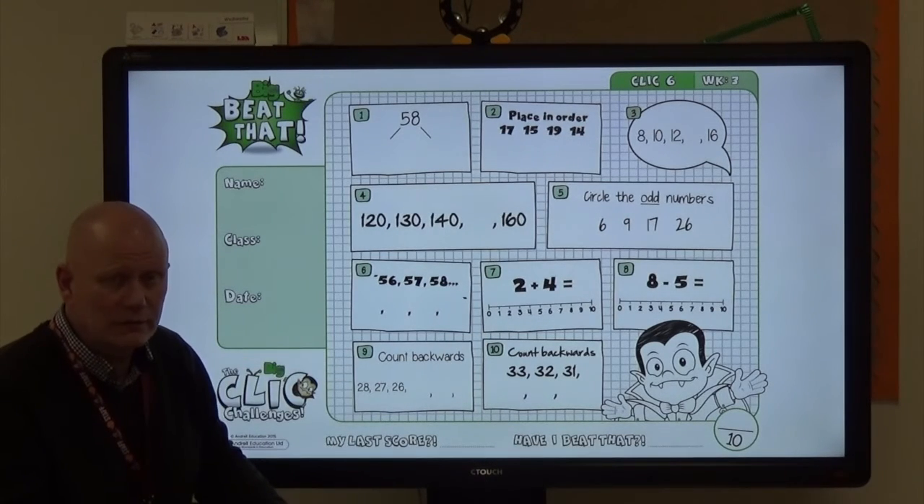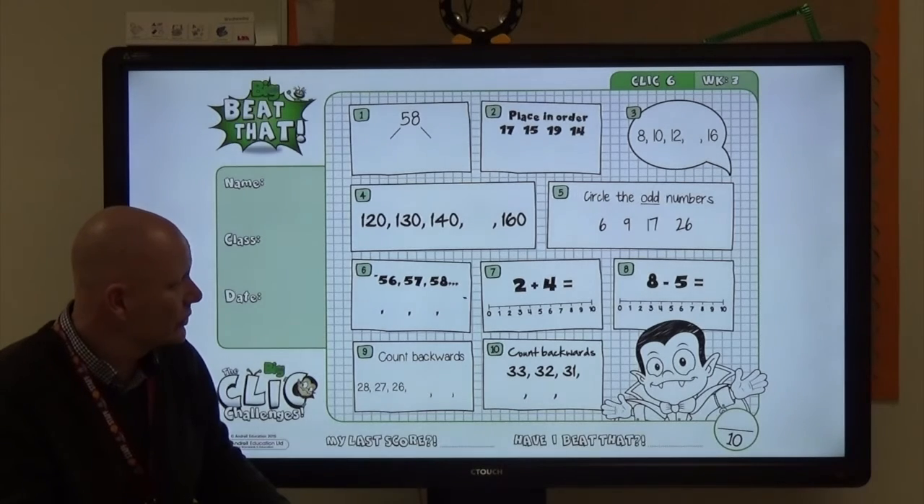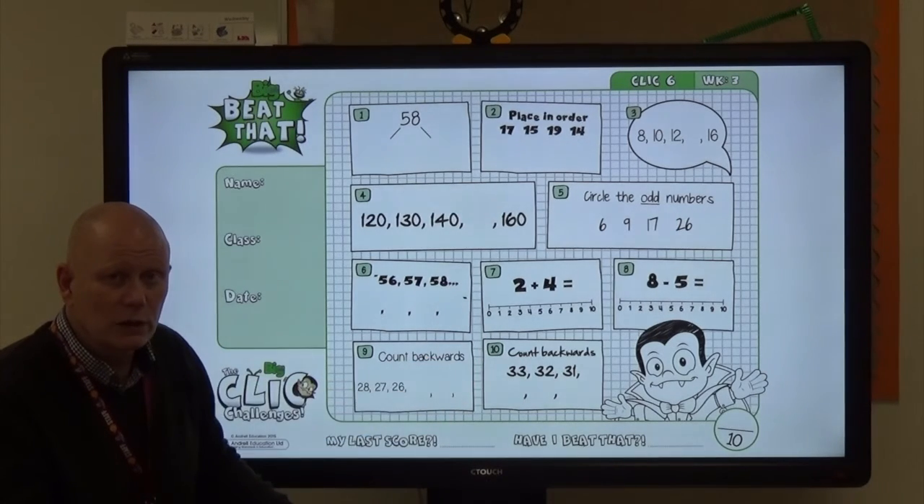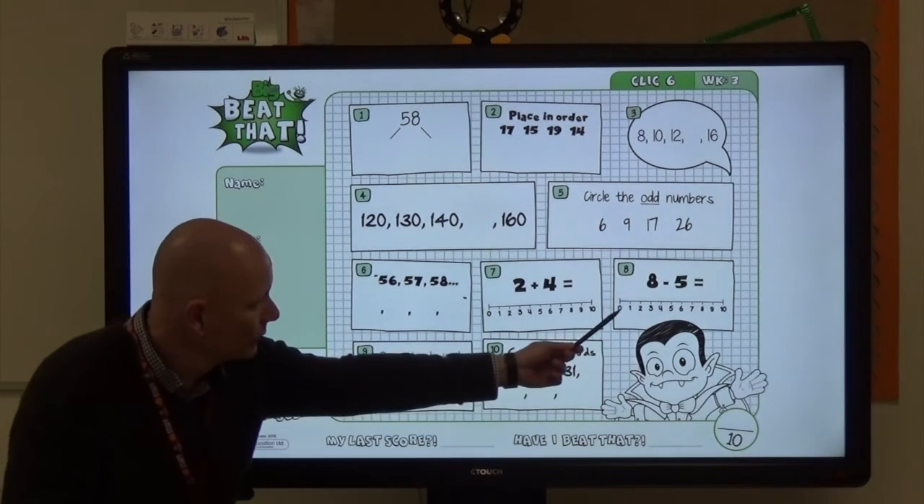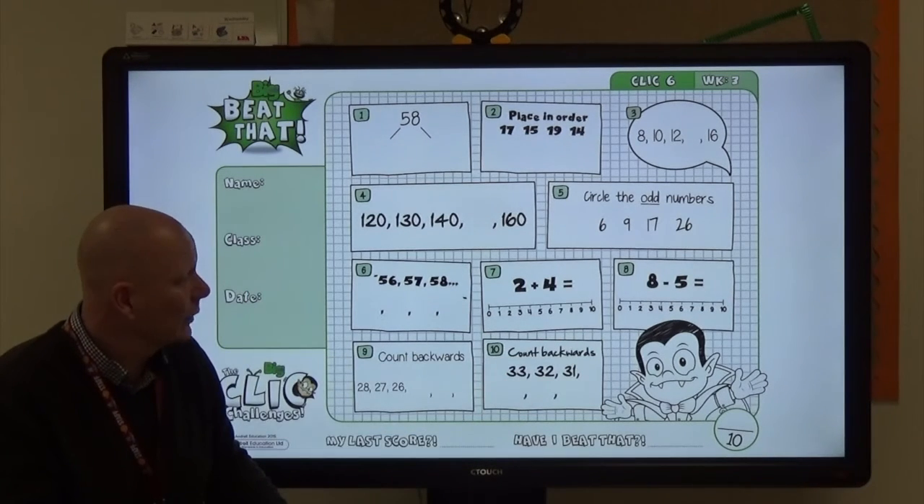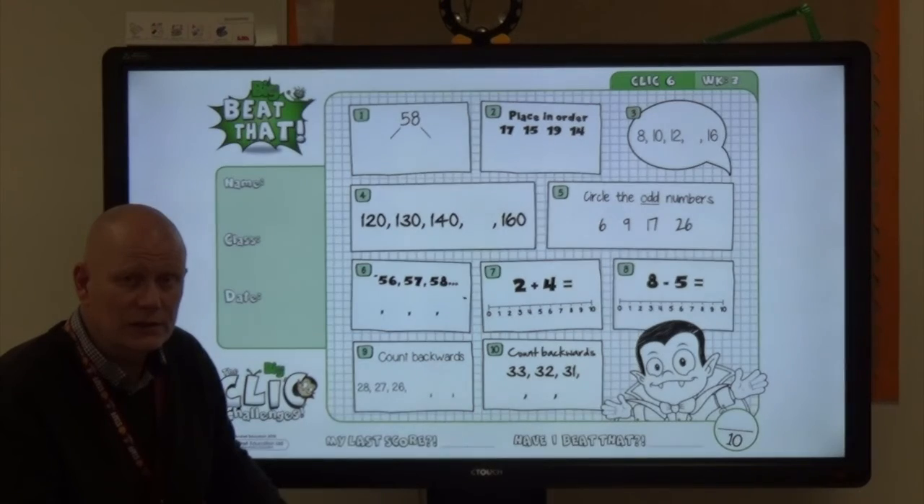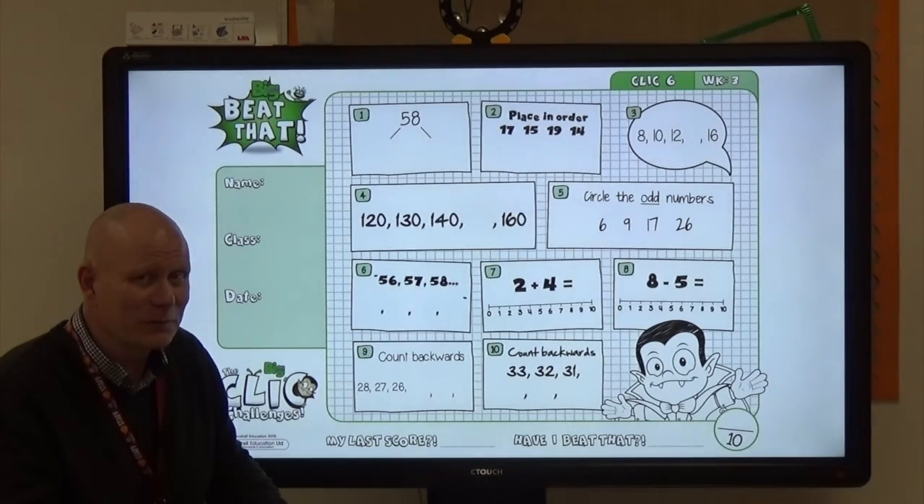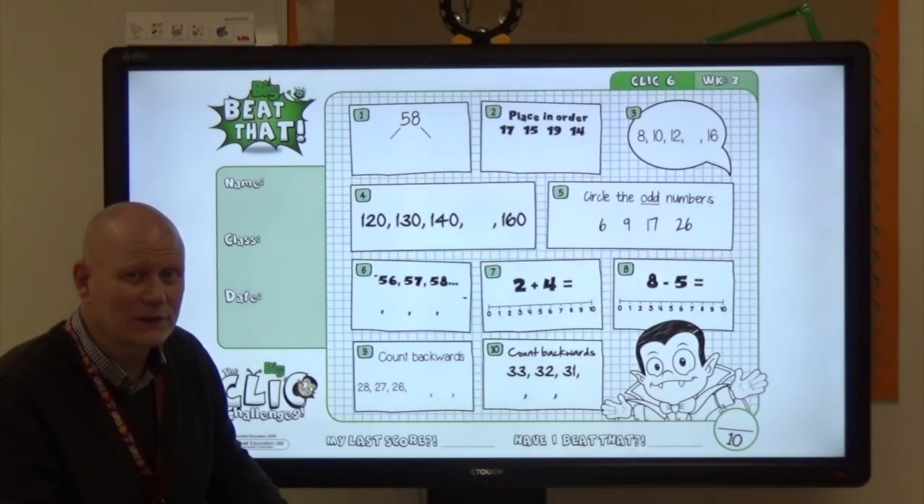Question 7 is working out the answer to a number sentence. It's just working out what the answer is. And similarly, for question 8, working out the answer to that number sentence. You'll notice I'm not saying the number sentence. That's for you to work out by yourselves and to work out what to do by yourselves.